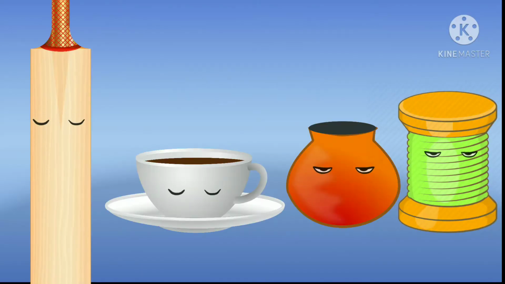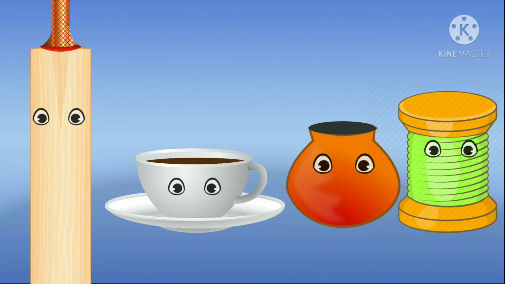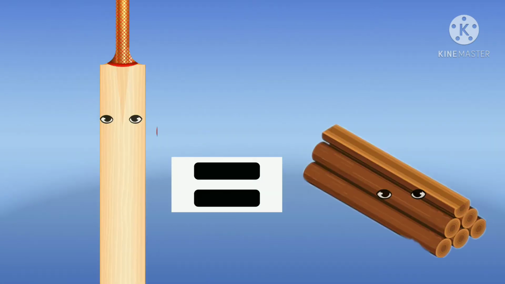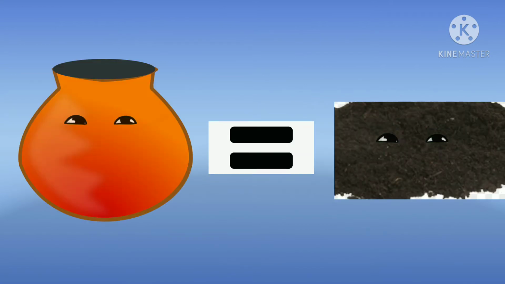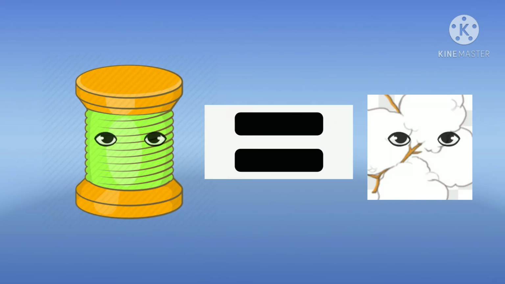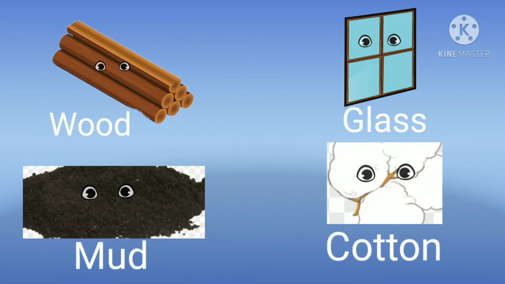By looking at these pictures, you can easily name them. What materials are they made from? A bat is made from wood. A cup is made from clay. A pot is made from mud. A thread is made from cotton. Where do we find this material? We find this material in our environment.